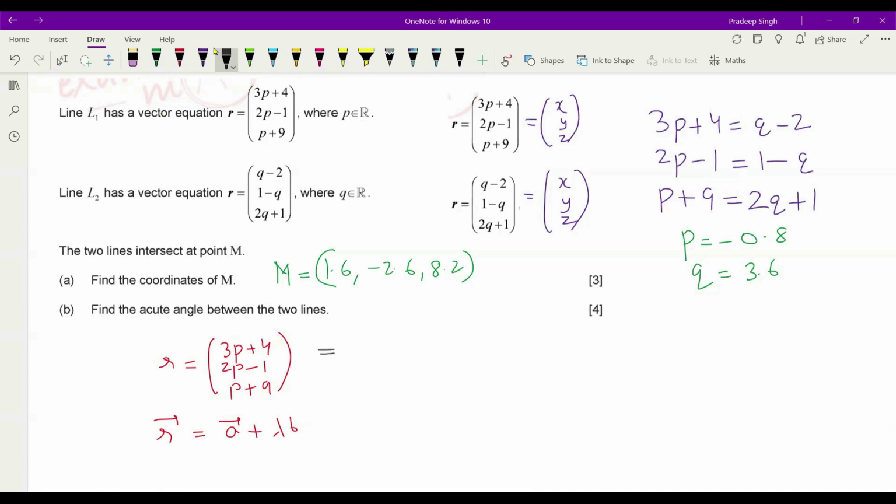So we'll take P common. So we'll get 3, 2, 1. And then with a plus, we'll write 4, -1, and 9. Now we can compare this with the standard equation of the line.